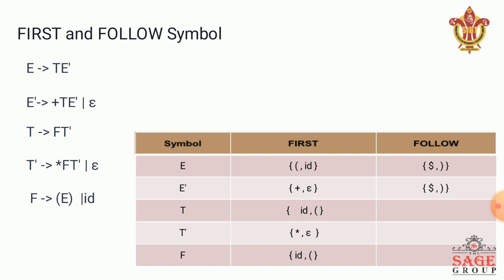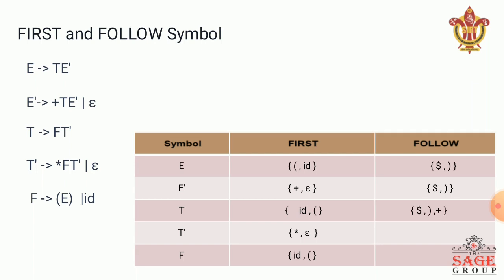Now for T, we see T in the first production, E produces TE dash, and E dash immediately follows T. So first of E dash will be included. First of E dash is plus and epsilon, but when we substitute epsilon at this place, we find that nothing is after T. So rule number 2 will be applicable, where follow of E will be copied to follow of T. After all these rules, we find that follow of T is dollar, closing bracket, and plus.